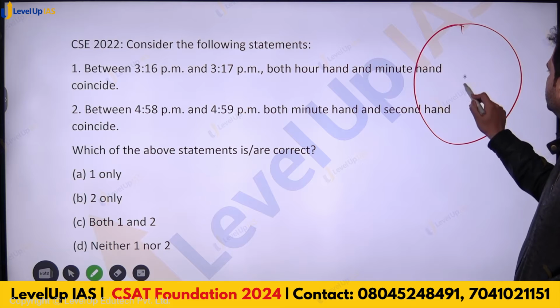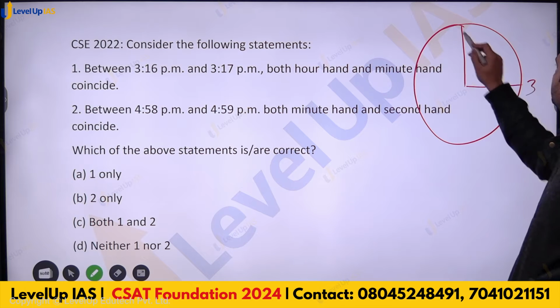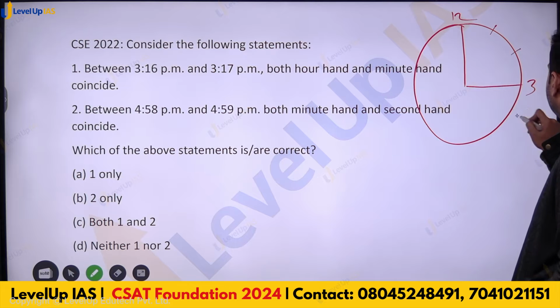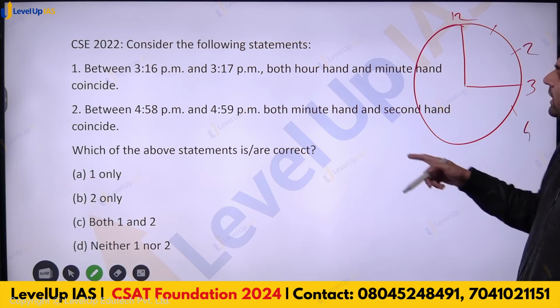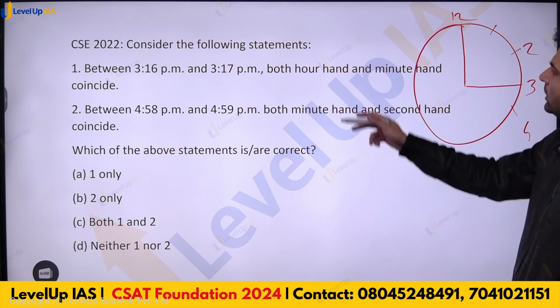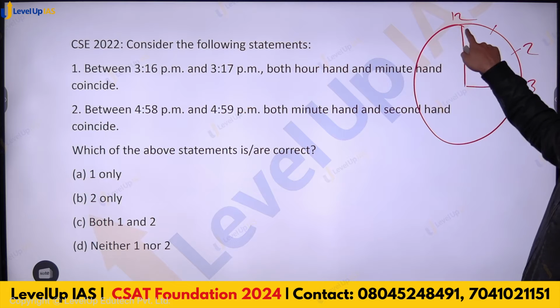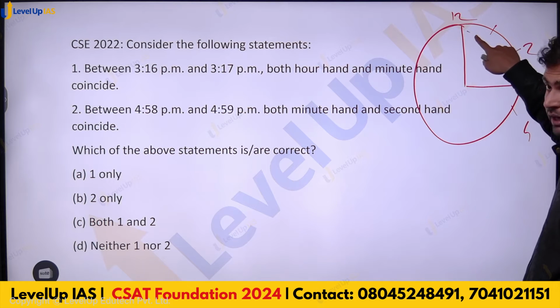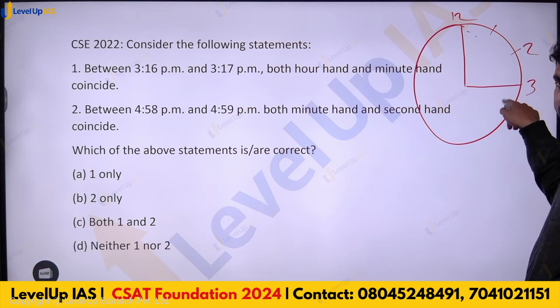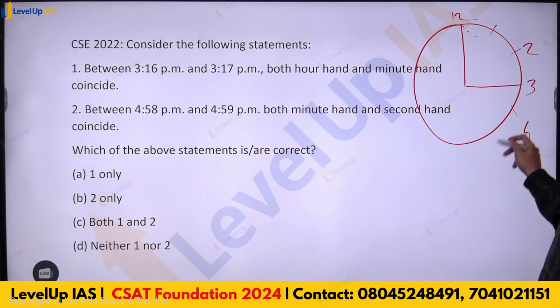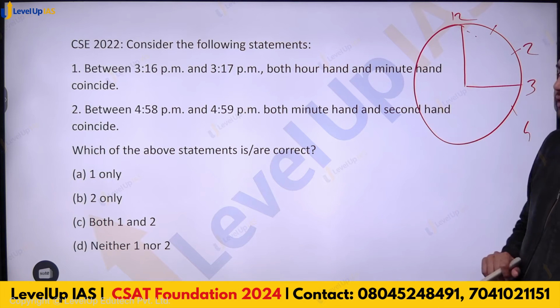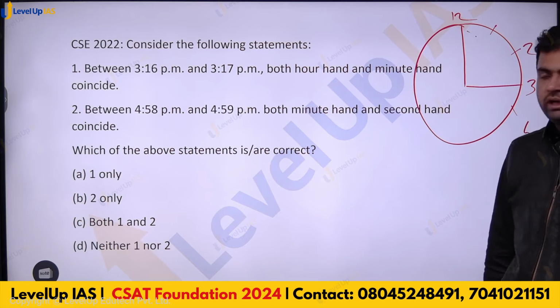We have 3 o'clock like this. 3 o'clock looks like this. Here we have 1, here we have 2, here we have 4. And we are talking about 3:16 and 3:17. So that is between when this comes here, the minute hand will cross our hand somewhere in between 3 and 4, right? So where does it exactly coincide? That is what the question is, in between what time.